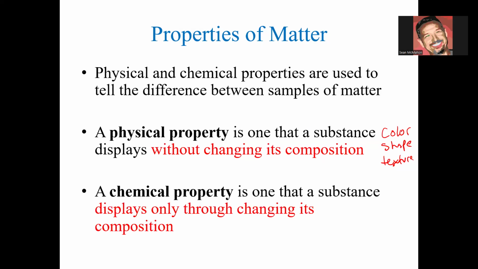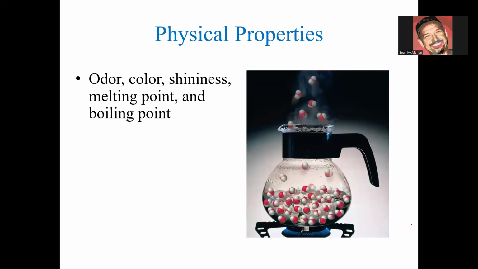What are chemical properties? Well, maybe it's corrosive, flammable. Those are examples. So with physical properties, again, odor, color, texture, some of the physical properties I want students to really be aware of are melting points and boiling points.